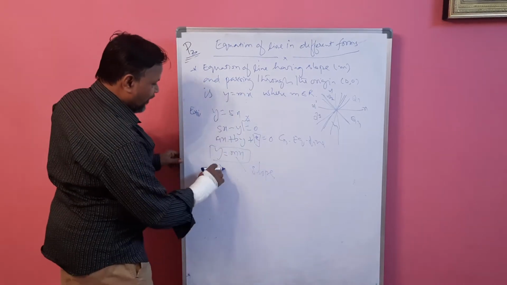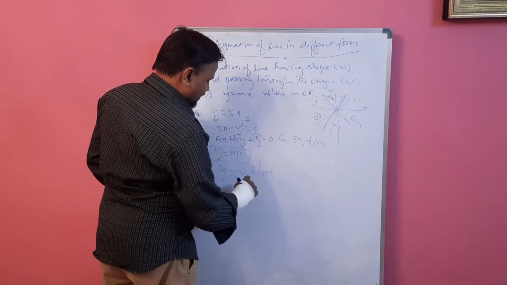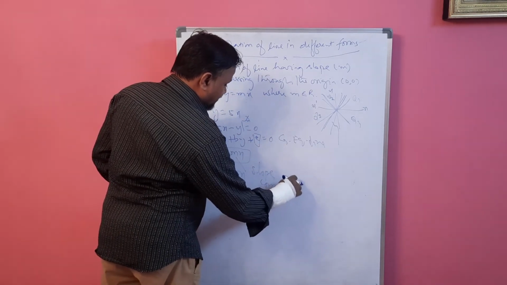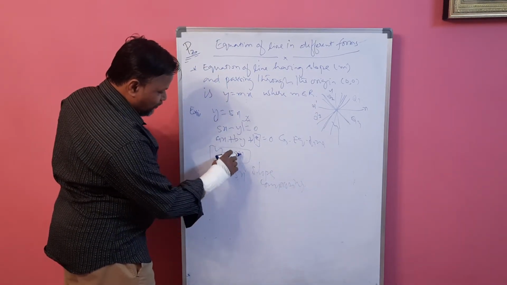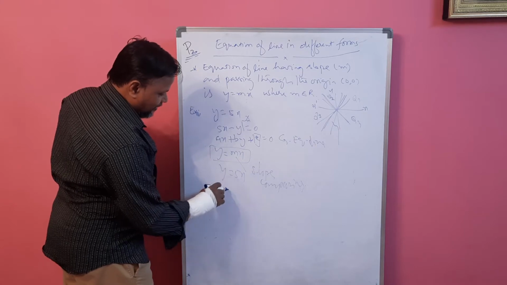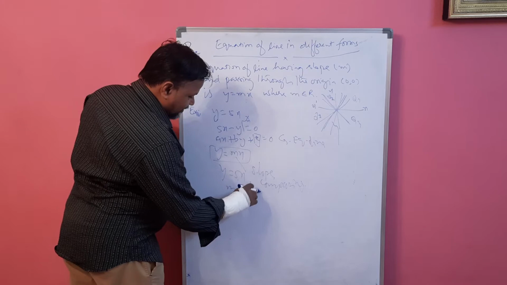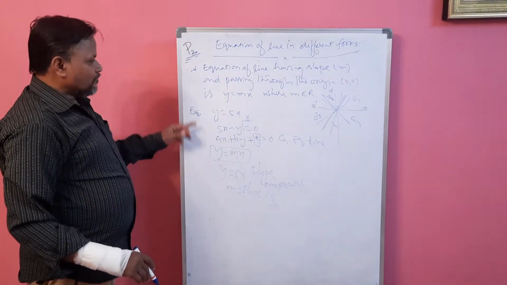So here y = 5x. Compare with this one. On comparing, what will you get? The coefficient of x is m, so the slope is 5. Like this, we can find the slope.